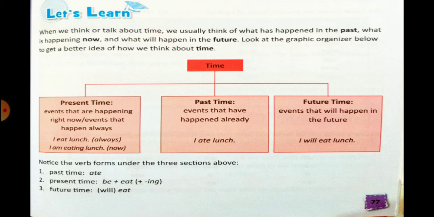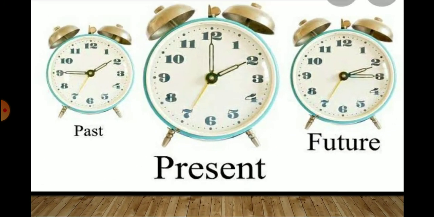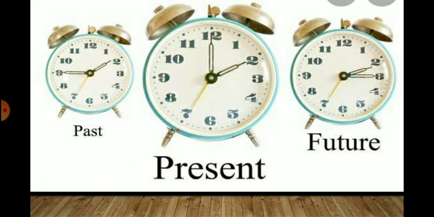Notice the verb forms under the 3 sections above. Number 1, past time, ate. Number 2, present time, be plus eat plus ing. So the be form of the verb and the verb plus ing, that is talking about the present time. And number 3, future time, we use will or shall before the verb. So will eat.